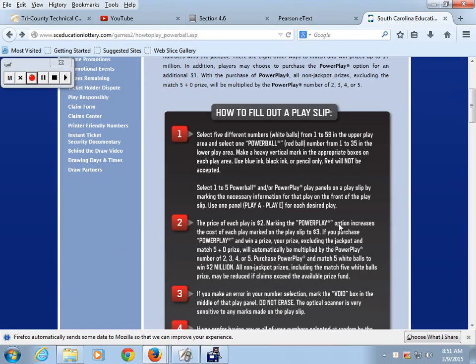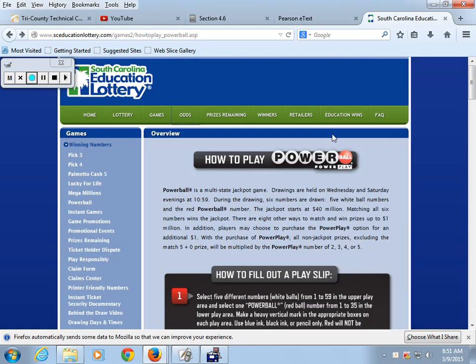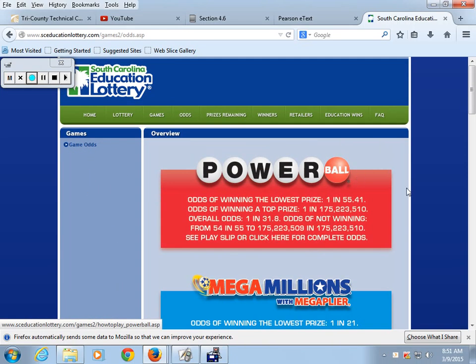There it is. Select 5 different numbers, 1 to 59. Red ball from 1 to 35. Oh, there's my problem right there. 35. I didn't do 35, did I? I didn't put that in there. Duh. I forgot the Powerball. I just did this one. So 1 to 59. Let's see what the odds of winning the first 5. See the odds in the first 5.